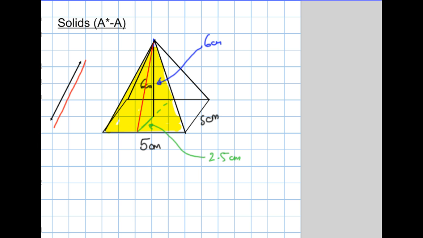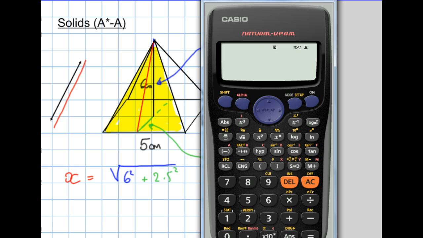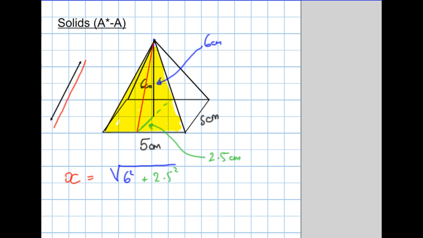So to find the slanting height of the yellow triangle, I'll use Pythagoras. X, that'll be the slanting height, equals the square root of 6 squared, that's the vertical height, plus 2.5 squared. Why plus? Well, I'm trying to find the longest side. I'm trying to find the hypotenuse. So let's get my calculator out to do that. So square root 6 squared plus 2.5 squared. And there we have, it's 13/2.